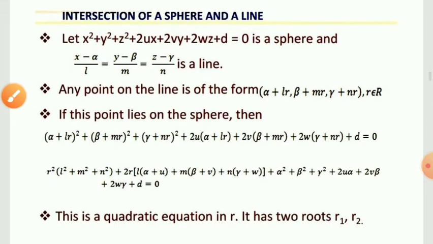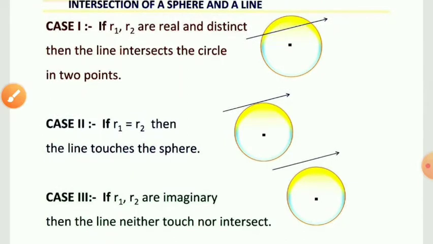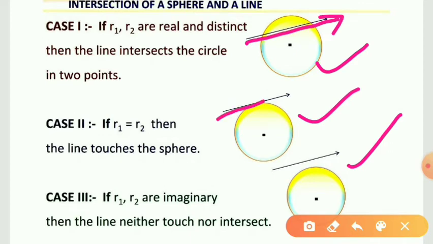Next, intersection of a sphere and a line. Whenever you take a sphere and a line, three cases may arise. The first case is that the line intersects the sphere in 2 points. The second case is that the line touches the sphere. In the third case, the straight line neither intersects nor touches the sphere, as shown in this figure. These three cases may arise.